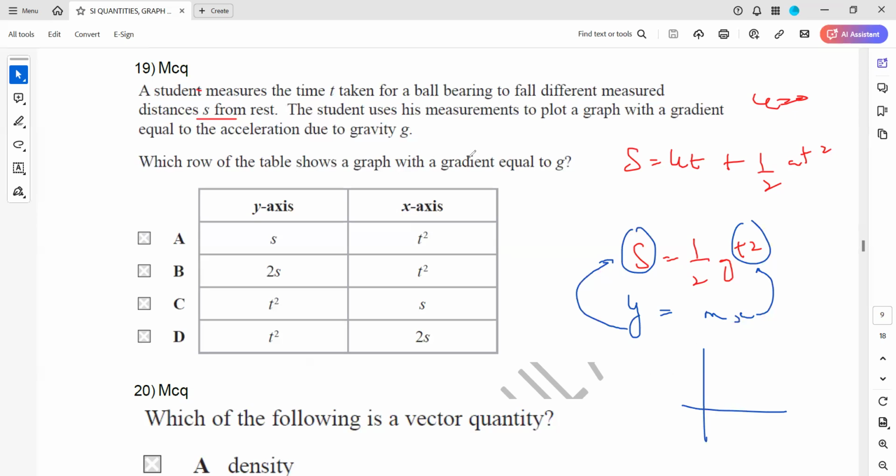But we want to see which row of the table shows the graph whose gradient will be equal to g. So if I plot this S on the y-axis and time square on the x-axis, my gradient will not be equal to g, my gradient will be equal to half g. So I want the gradient to be g. So what I have to do, I have to modify this equation in which I wrote half.